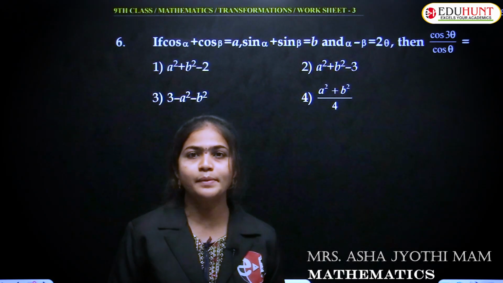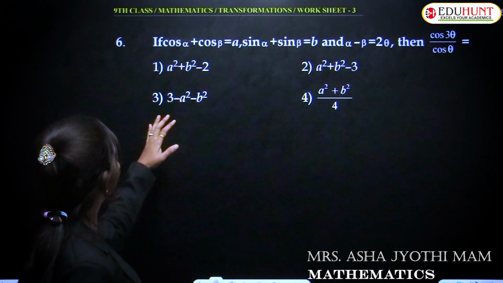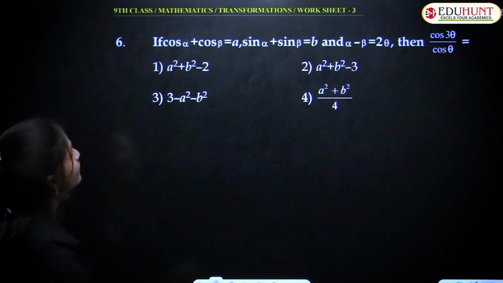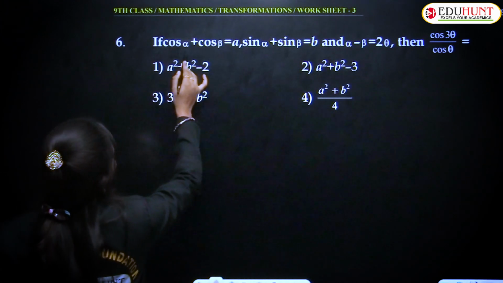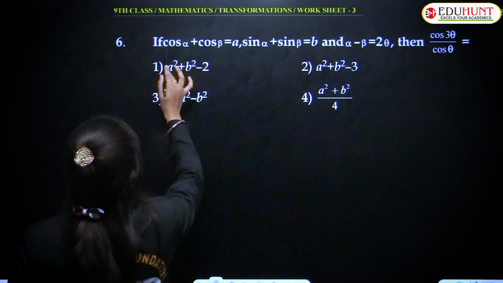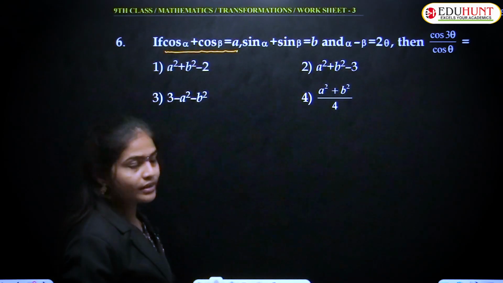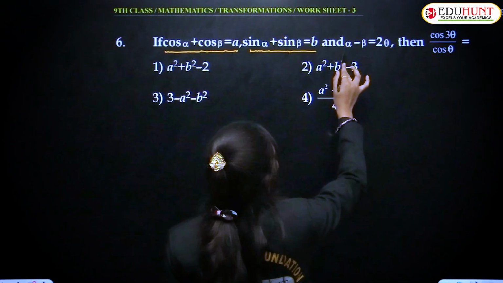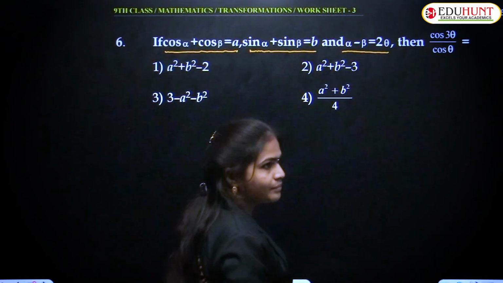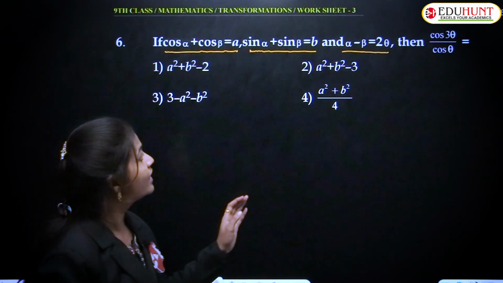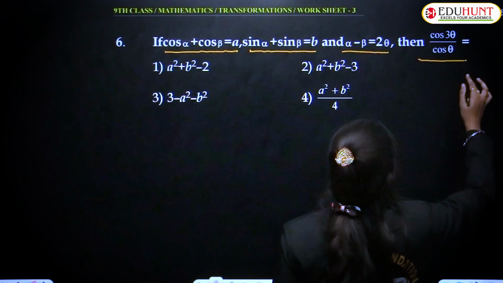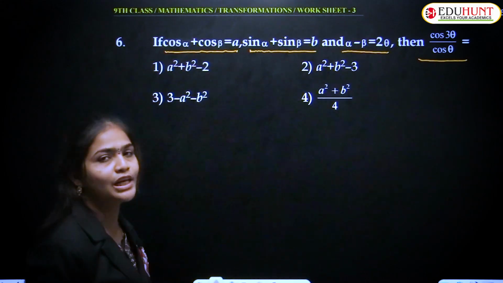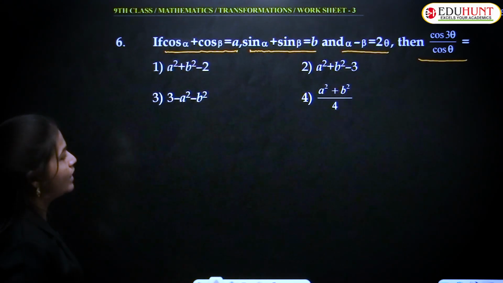So hi children, in the previous video, up to 5 questions, we learned. So here in this video we are going to discuss the next 2 questions. Let us see what they have given. If cos alpha plus cos beta is equal to A, and sin alpha plus sin beta is equal to B, and the condition alpha minus beta is equal to 2 theta, that is what they have given. Now what we need to find out? Cos 3 theta by cos theta, that value we need to find out. So let us see that.